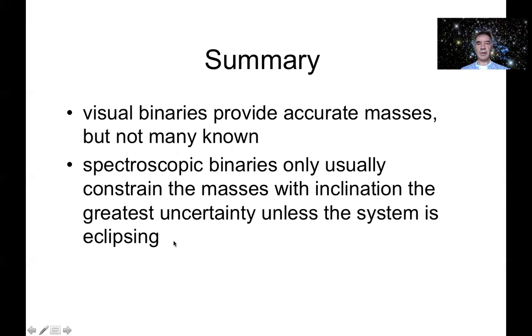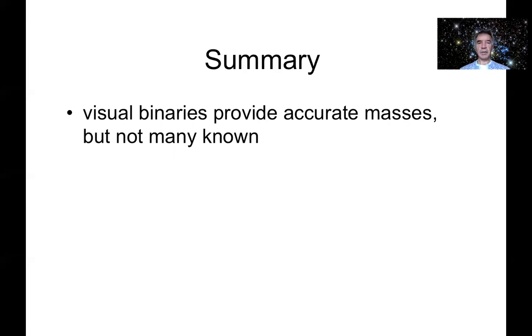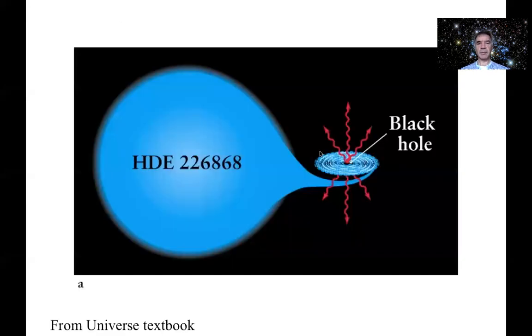There are certain circumstances when you really do know the inclination. I'll just go back to that schematic here. That's if two stars' orbital plane is perpendicular to the sky, then one star will go in front of the other star and eclipse it.